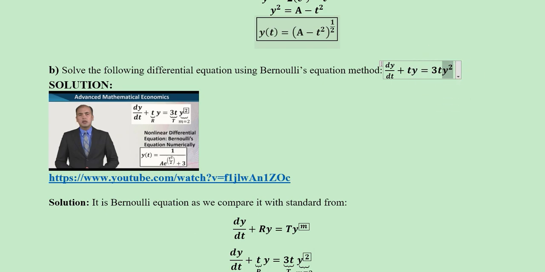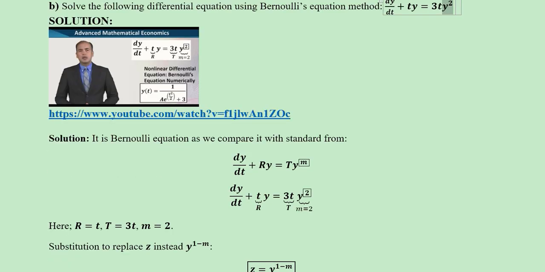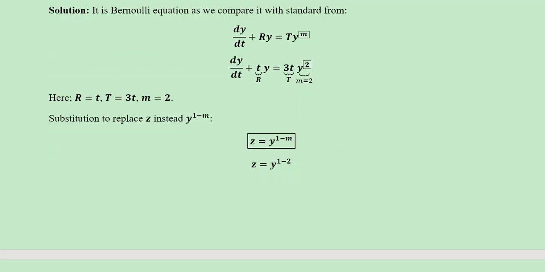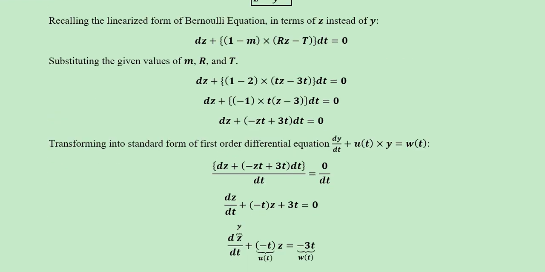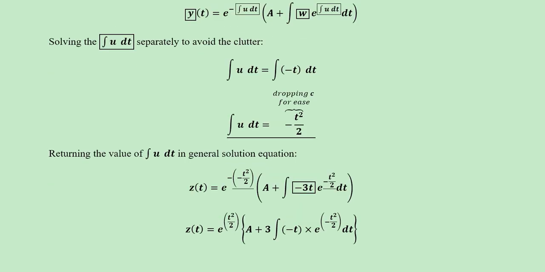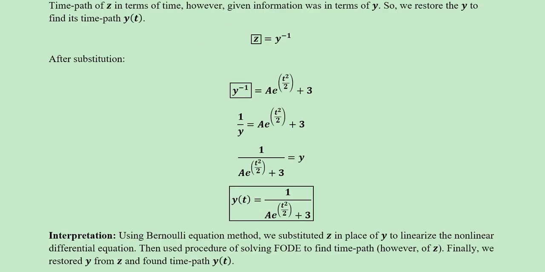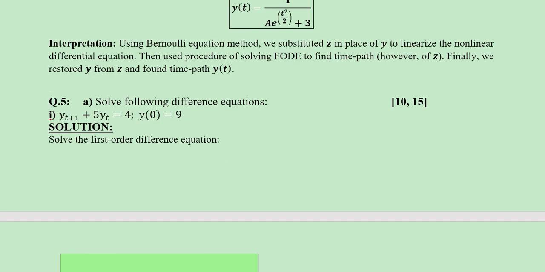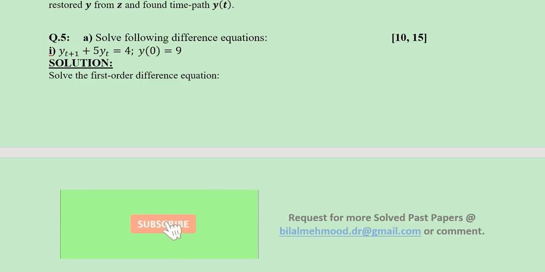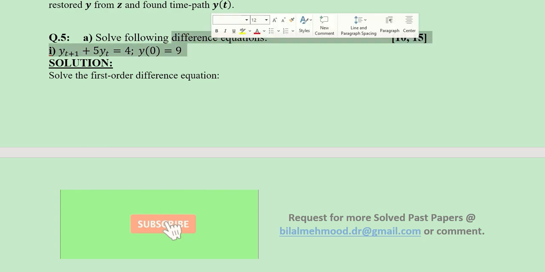That is why on the right hand side the dependent variable y has a power other than 0 and 1. You can get into the details of it by following this video, this link, and the same question will be solved. So you can see the question solved here as well. You can pause the video or you can refer back to that link in order to understand the whole description of this solution. Question number 5 requires us to solve the given difference equations.